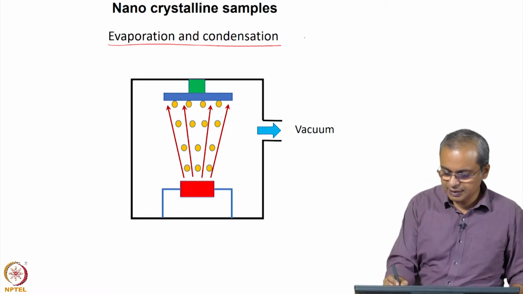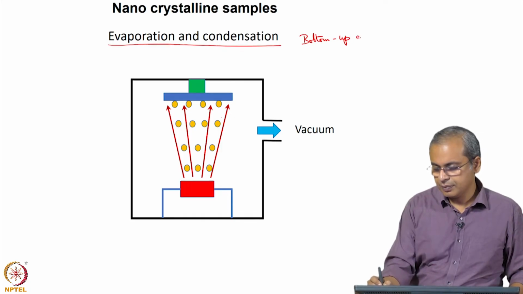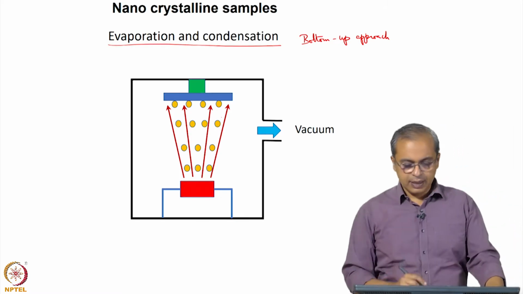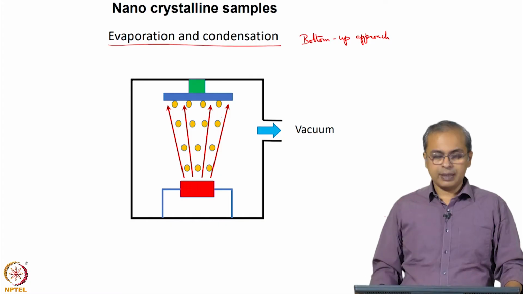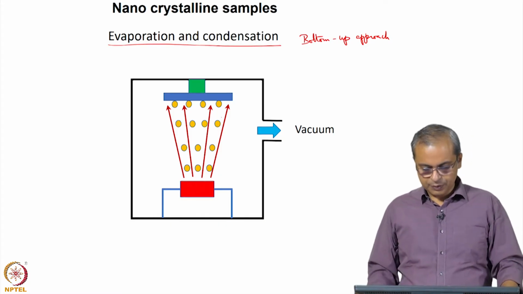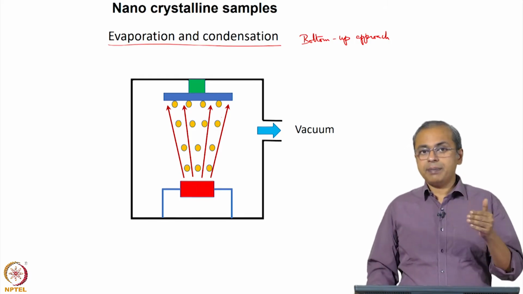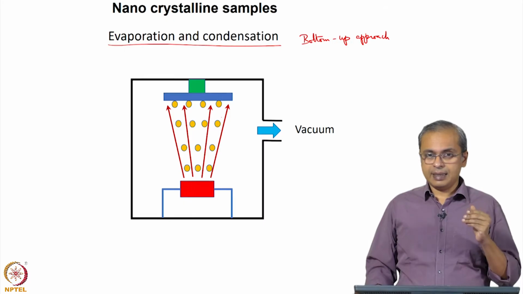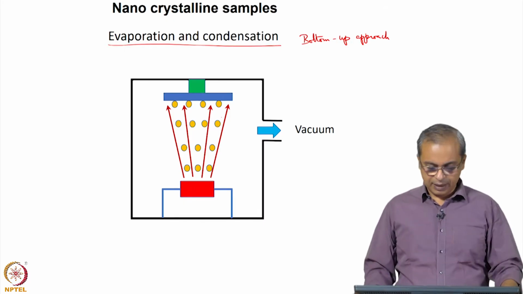So, you can think of this as a bottom up approach to sample preparation. Okay. In this context, as I said, we discussed different possibilities, whether it is top down or bottom up. So, this would constitute a bottom up approach. Now, evaporation and condensation can be done in multiple ways, and we will see a few of the most prominent ways in which this can be done.